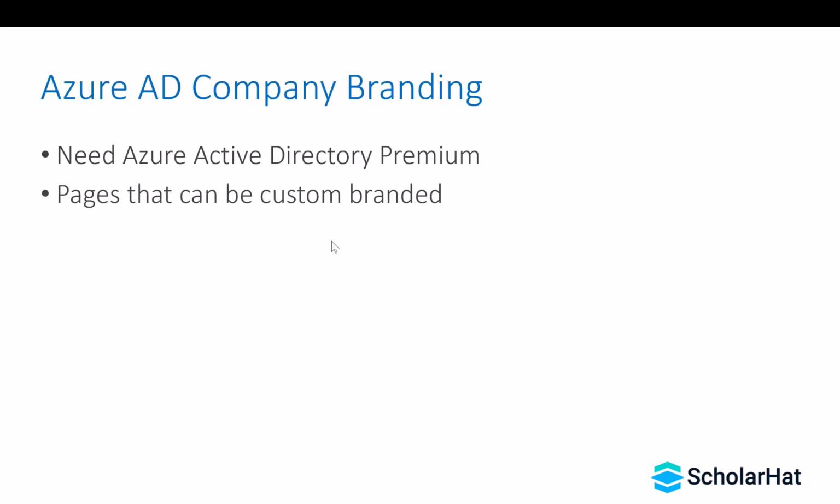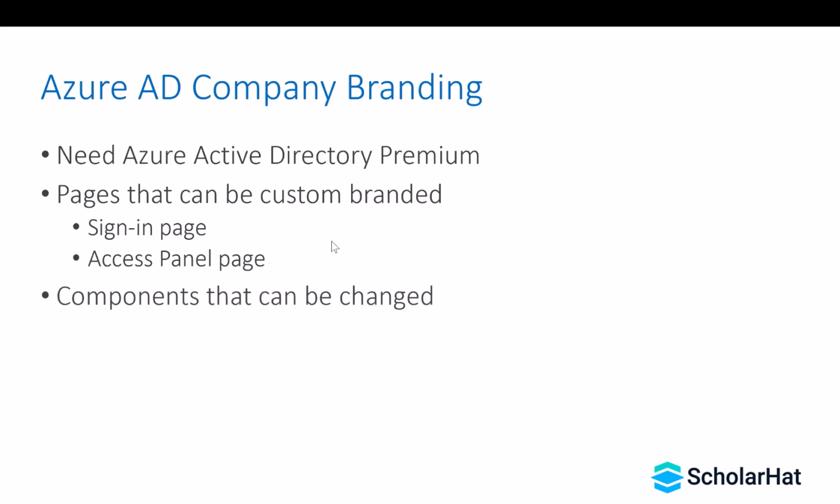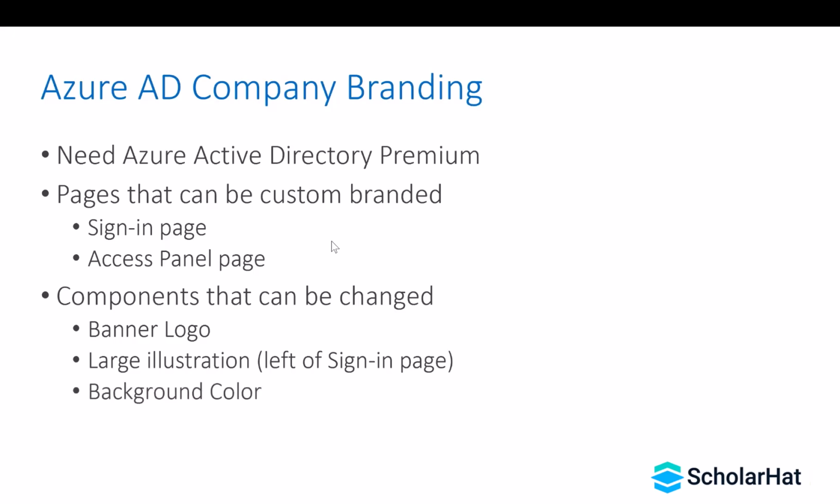The pages you can customize here are, let's say, the sign-in page and the access panel page. You can mention a banner logo, the large illustration on the left-hand side of the sign-in page, and the background color, which you can change as per your theme and logo, and the sign-in page text also. So these are the various things we can design as per our company logo and our company web page theme, so that the user feels it is from our website. So let's see where this option is available in Azure AD to do it.